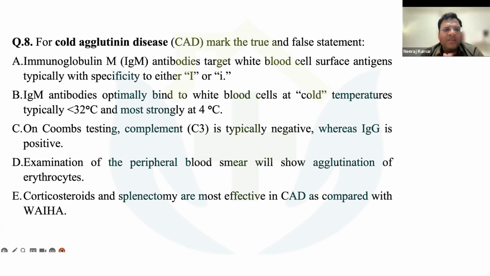And the second part is examination of the peripheral blood smear will show agglutination of erythrocytes, and corticosteroids and splenectomy are the most effective treatment for your cold agglutinin disease as compared to WAIHA, that is warm autoimmune hemolytic anemia. So how many of you want to mark this true statement? Before these two options, I think we have already shown the answers, but here, can anyone mark about this cold agglutinin disease?